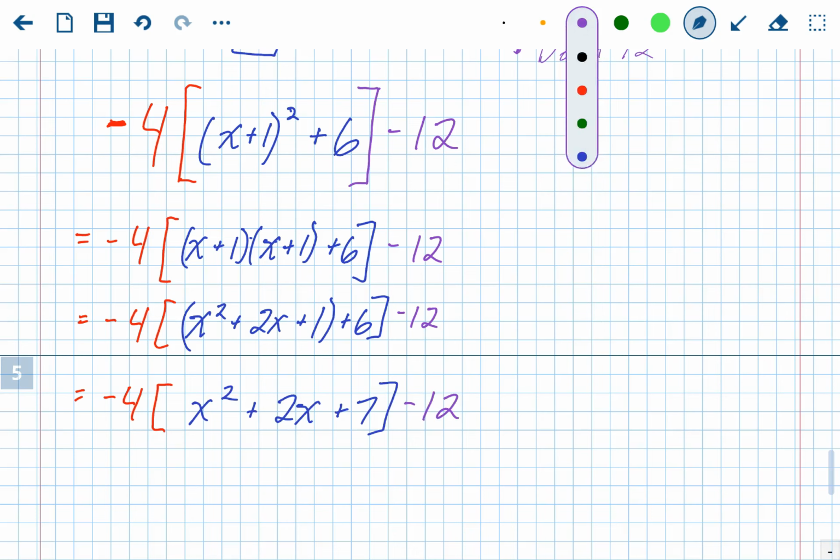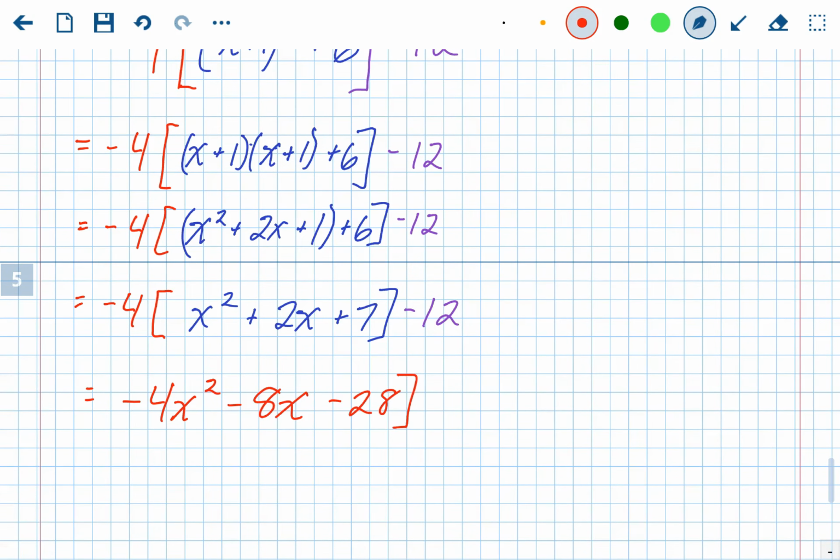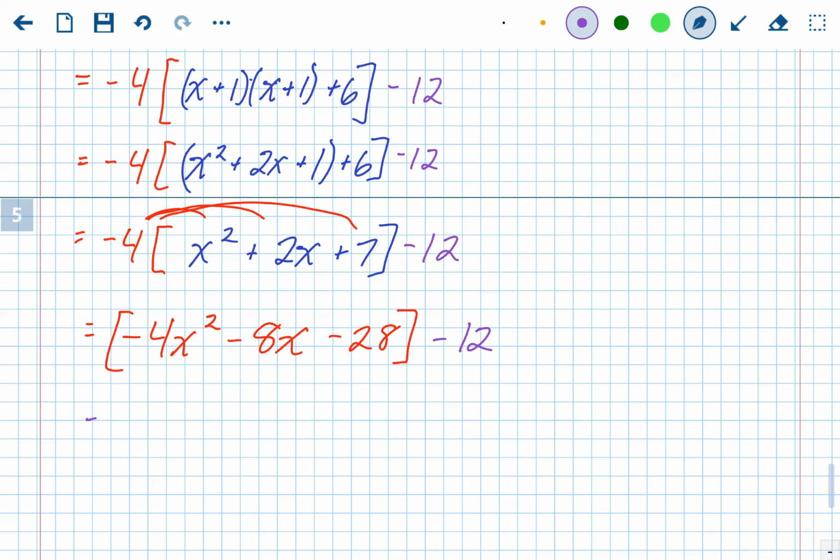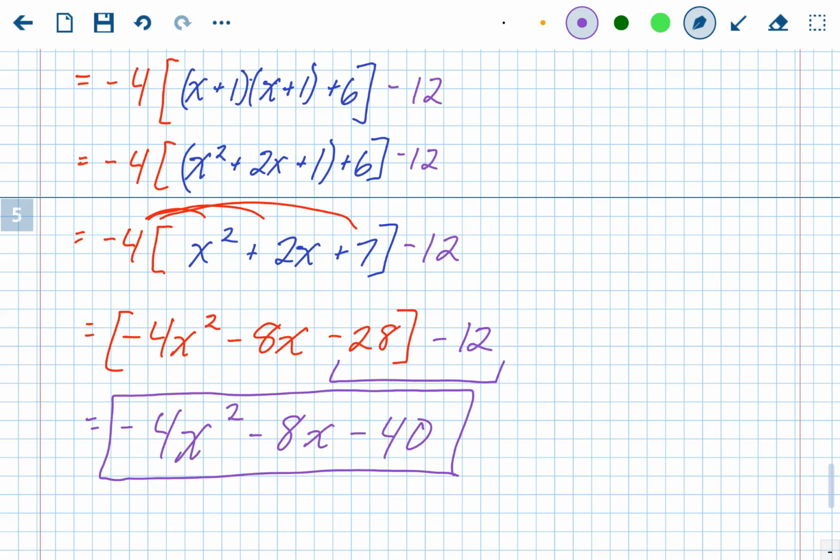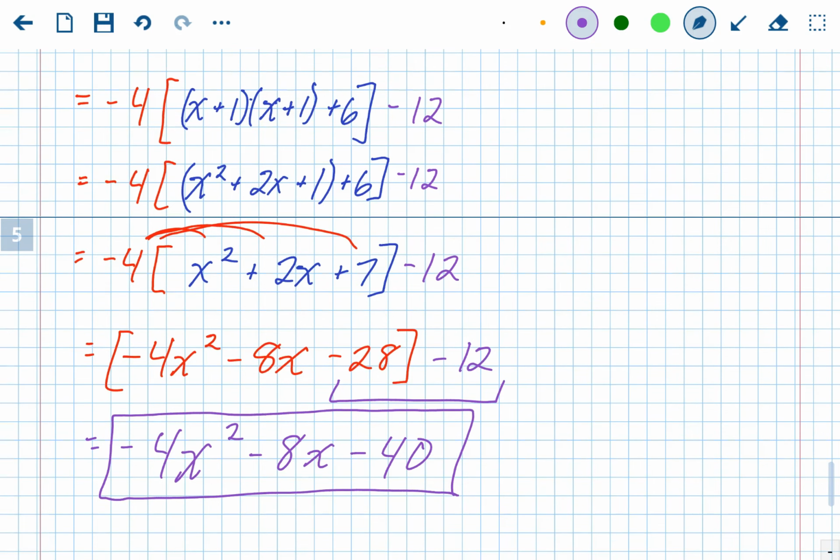And then after that step, you can finally distribute the -4. Now you distribute the -4 only to the trinomial, not to the -12. And then in the last step, you can combine with the -12. And that is the standard form version of that function. Now that's in standard form. There's a GCF here you can pull out and other stuff, but we just want to write in standard form for now.